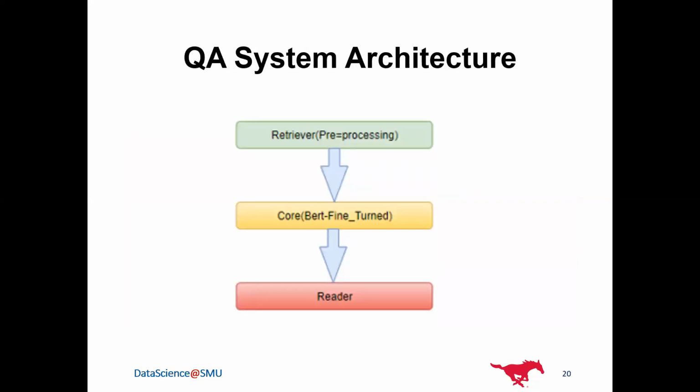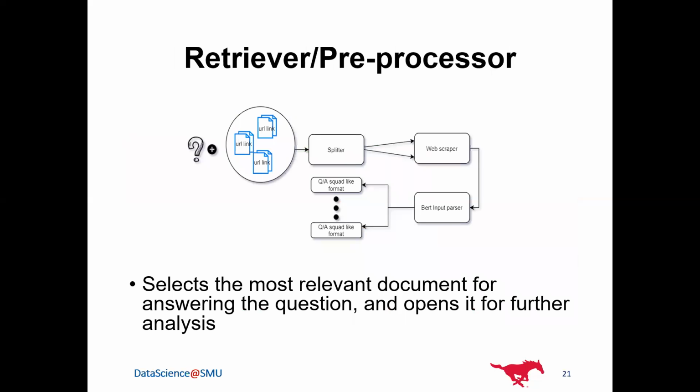This is how we define our research into three stages. The first stage is the retriever or the pre-processing. The second stage is the core or the BERT fine-tune, and the third stage is the reader. In the following steps, we're going to go into more detail. The retriever or pre-processing takes the BioASQ set, and since we have one question with multiple links, it splits those into different questions per link, and then does the web scraping to get the context out of it. Now, the output of that is parsed into a different format that BERT will understand.